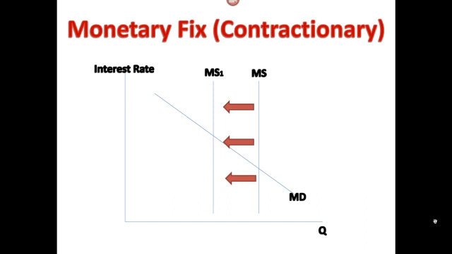To fix this inflationary problem through monetary policy, the Fed has to choose one of its three contractionary options: sell securities, increase the discount rate, or increase the Federal Reserve ratio. When one of these three things occur, the money supply decreases and shifts to the left. As a result, the interest rates increase, making it harder for people to borrow money.